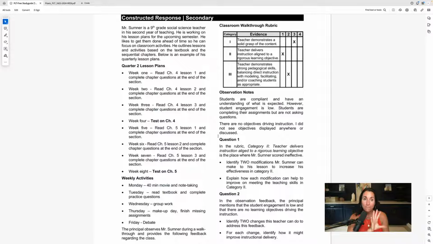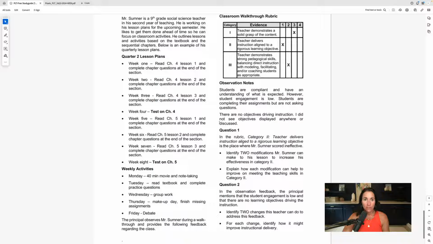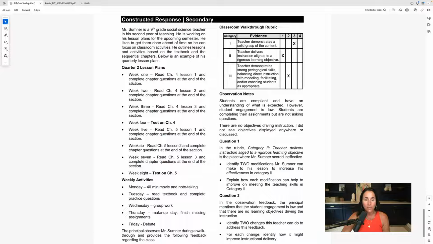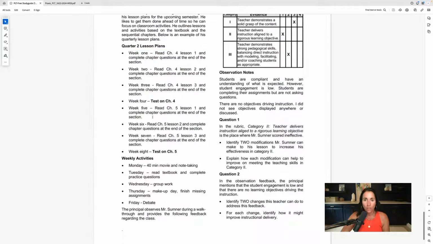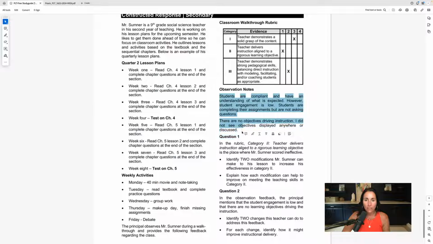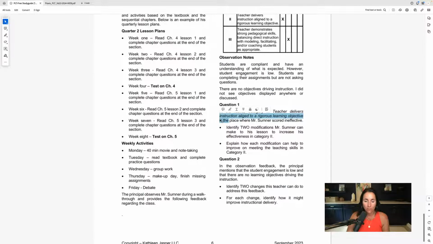I want you to work backwards on the constructed response as well. You've got all this information. Look at this. You've got the scenario. You've got all the lesson plans. Oh my gosh. You've got all this stuff. Then you've got a walkthrough rubric. Then you have observational notes. And then after that, you have the questions, what you're being asked to do.